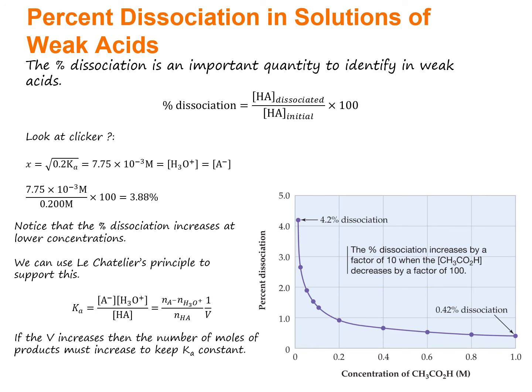In this case, you can see for the acetic acid in the graph to the right, we see a 4.2% dissociation at very low concentrations, but only something like 0.42% when we have a higher concentration. So that's it for this particular section. We have one more section for chapter 14, and then we'll be finished with that.